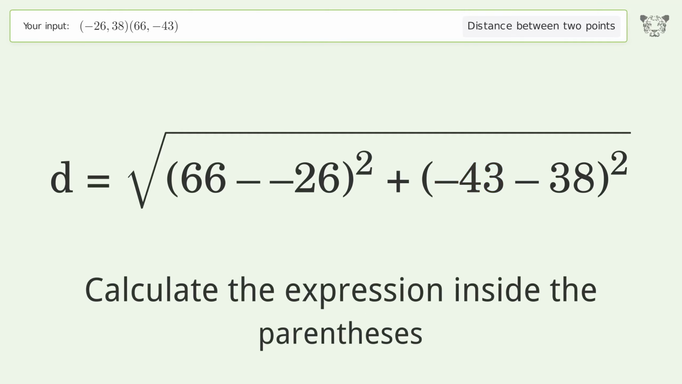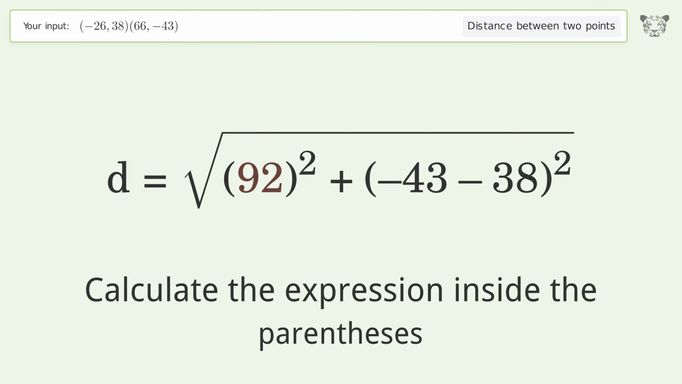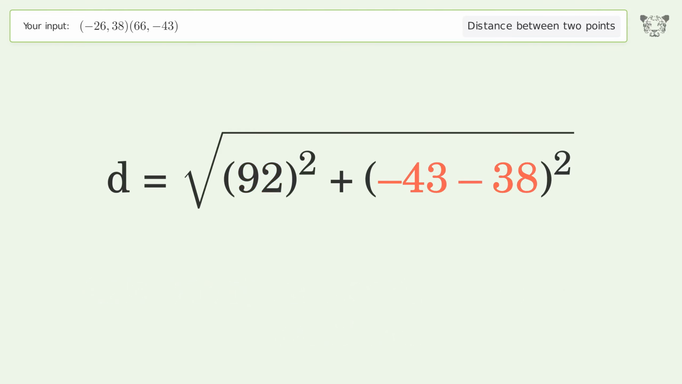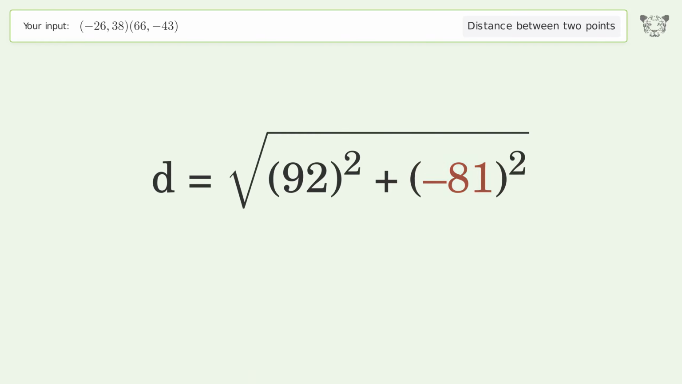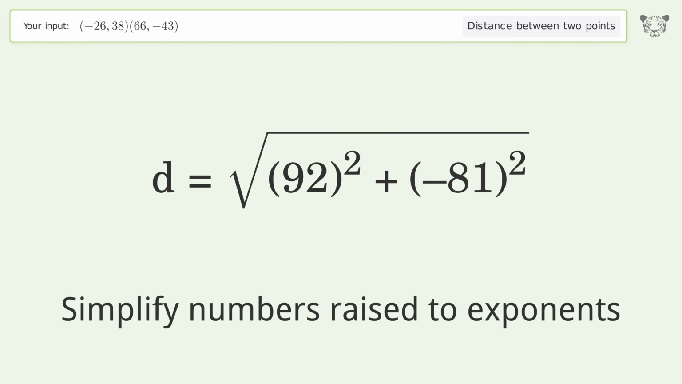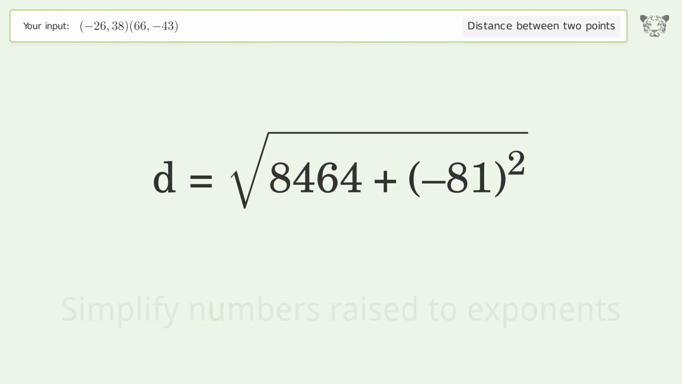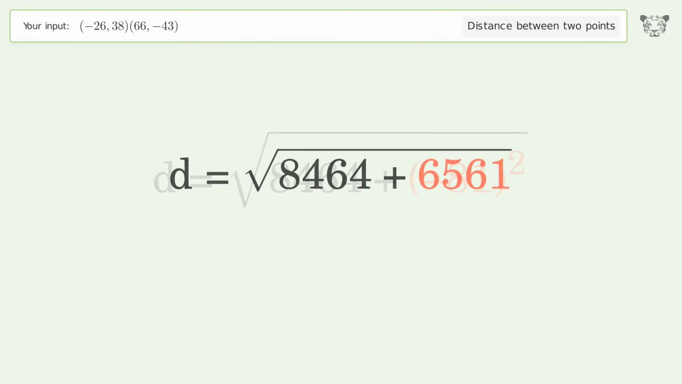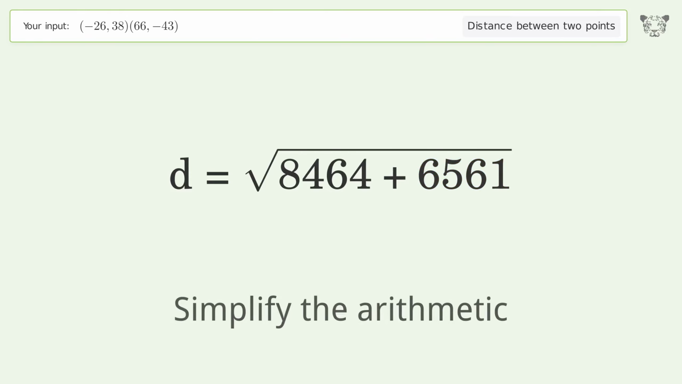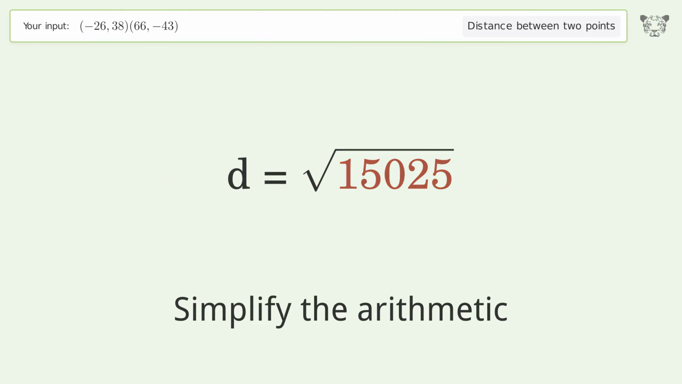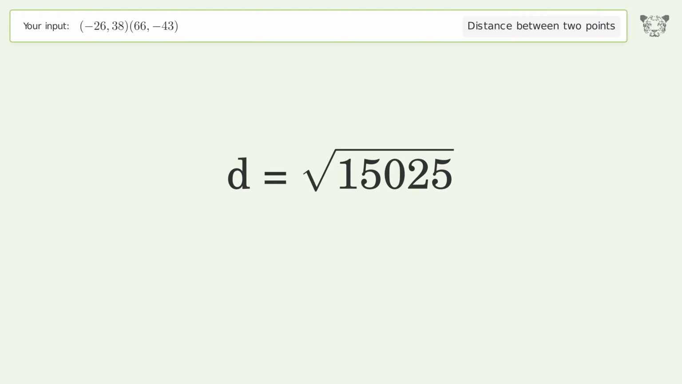Calculate the expression inside the parentheses. Simplify numbers raised to exponents. Simplify the arithmetic. And so the distance between the 2 points is the square root of 15,025, or 122.577.